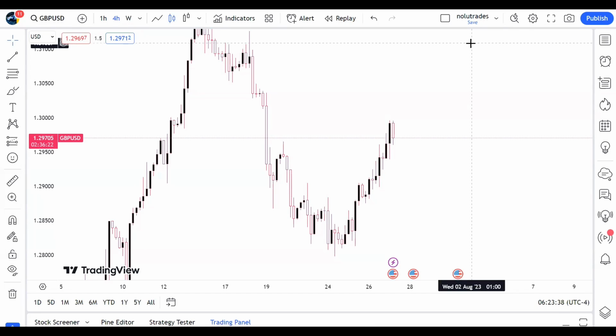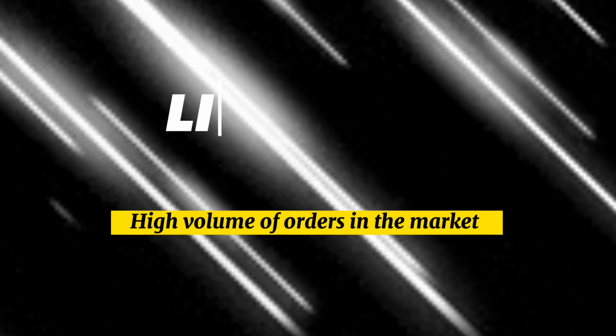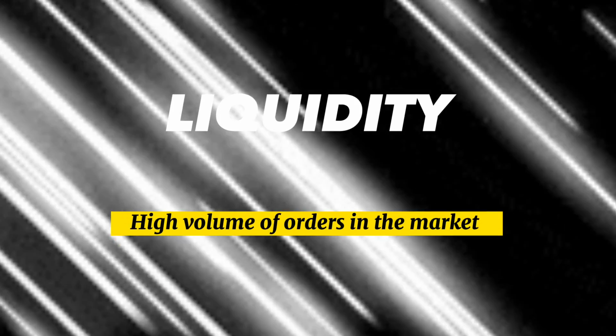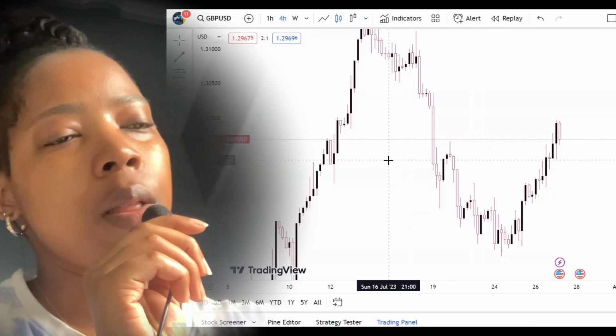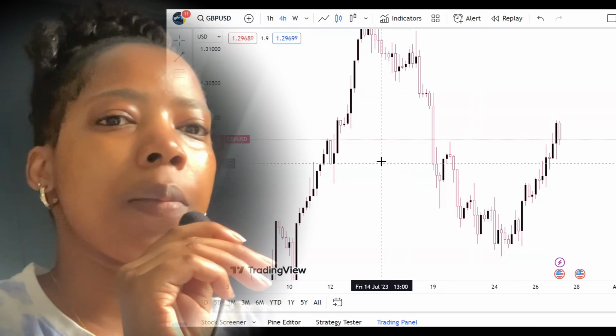What is going on? I want to show you guys a quick trade that I took. Made about a couple of dollars on a very small account, just looking at liquidity. So today we'll be looking at liquidity, and let's get to it. Now this is GBP USD, the 4-hour time frame.